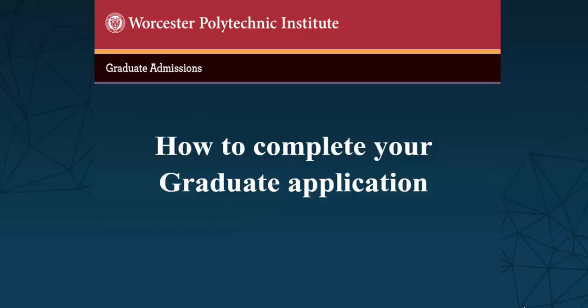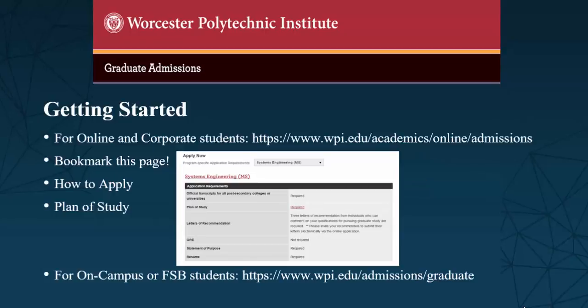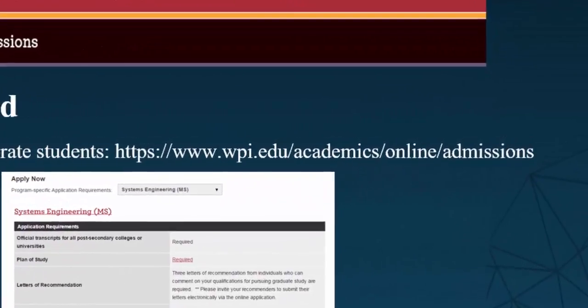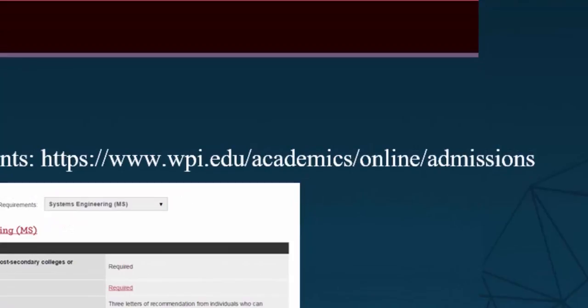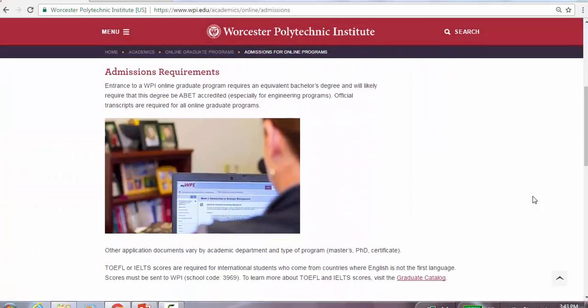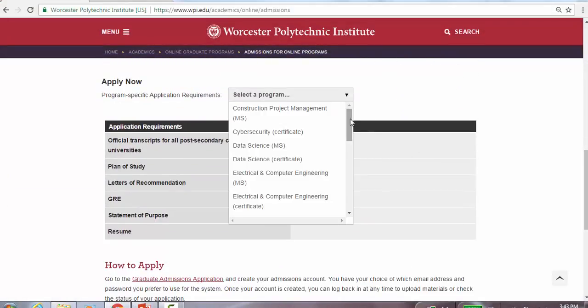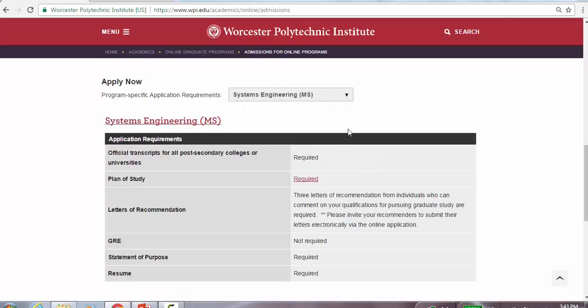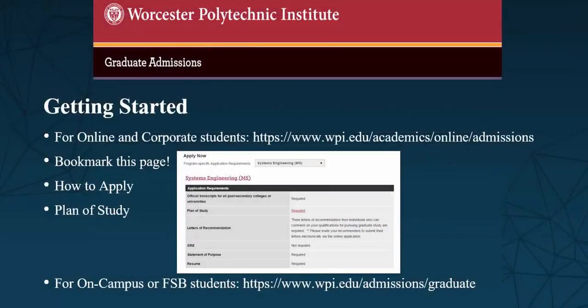Before starting your application, there are a few pieces of information that you should make certain are ready and up to date. To determine which documents you'll need for your application, please visit the application page at https://www.wpi.edu/academics/online/admissions. Scroll down a bit and select your program from the drop-down list. Choosing the program that you're interested in will populate the list of application requirements for that specific program. It is a very good idea to bookmark this page for future reference during your application process.